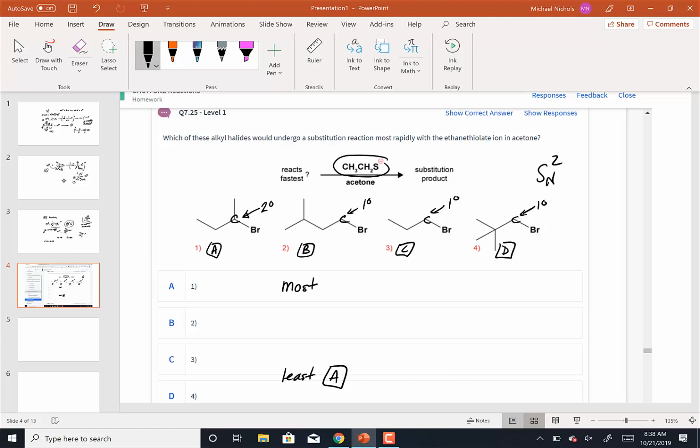Now, the remaining 3 are primary. So which one would be the next slowest? Okay, so I want to go with the next slowest. We'll work our way up the list. So next slowest of B, C, or D.